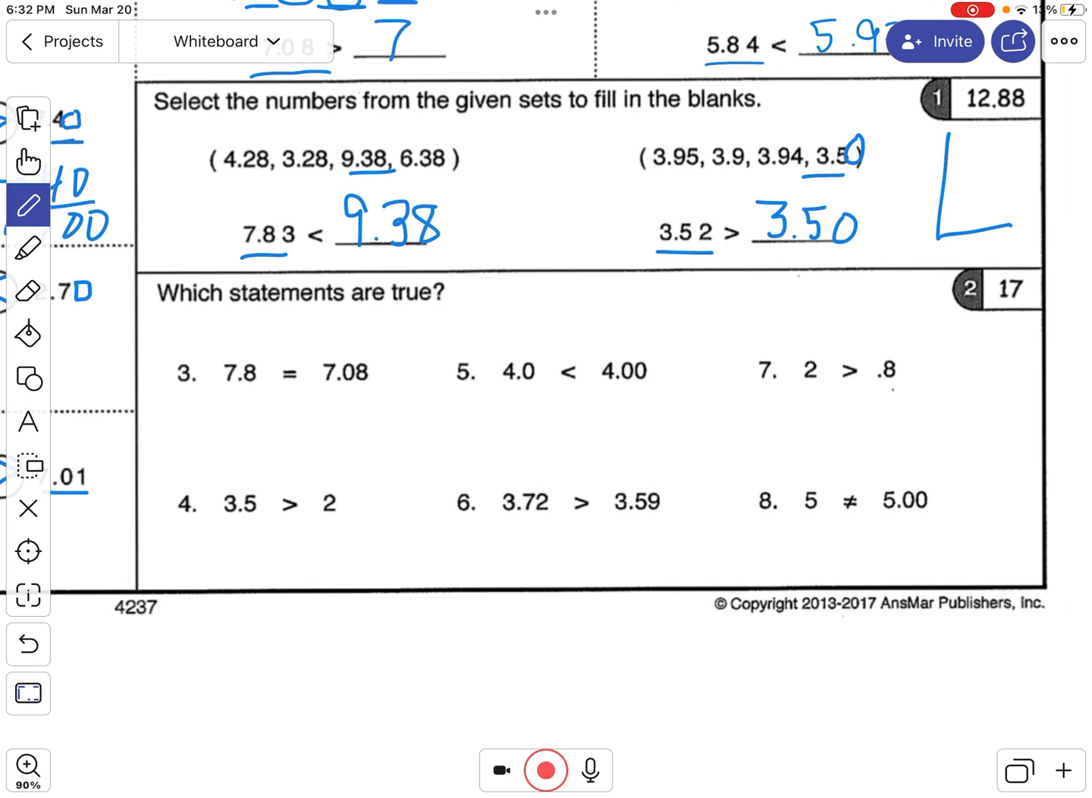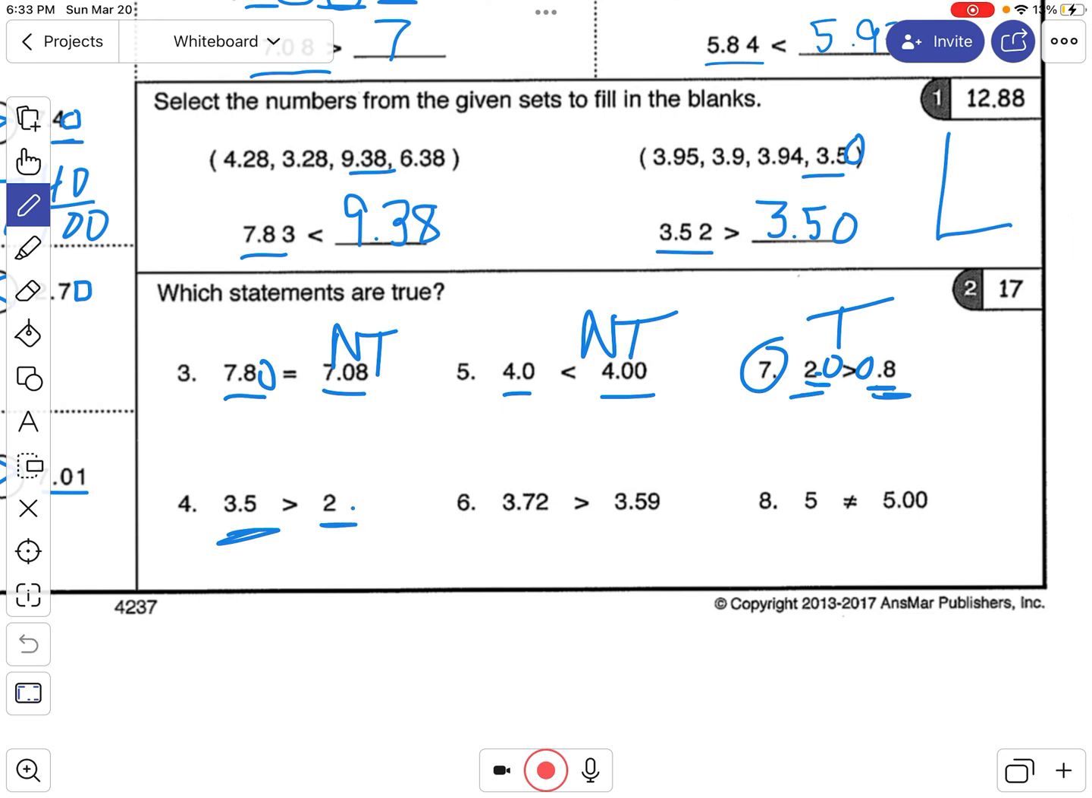And then down here, we've got 7.8. Which statements are true? 7.8 is equal to 7.08? That's not true. No, because this is 7.80. 4 is smaller than 4? No, not true. 2 is big and 0.8 is small? Well, yes, because this is 2.0 and this is 0.8. So that's a little bit of a tricky one, but 2 is bigger than 8/10. So that one is one of our true ones.